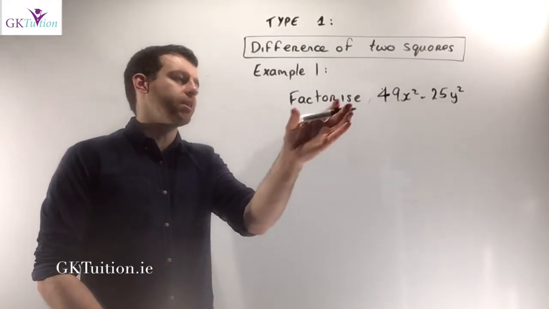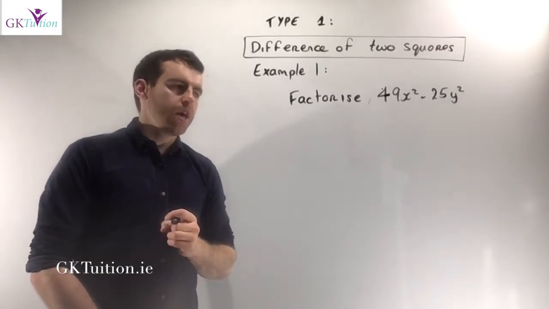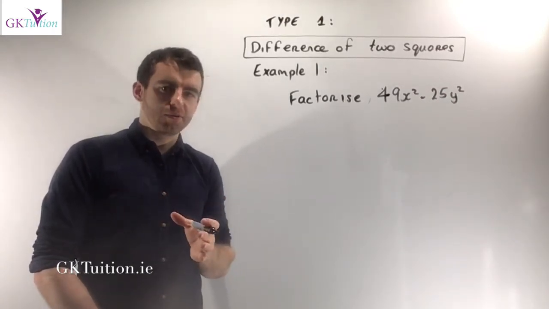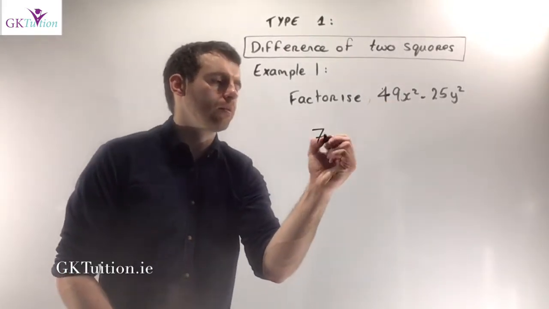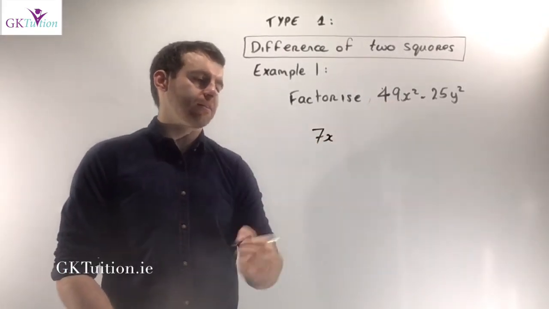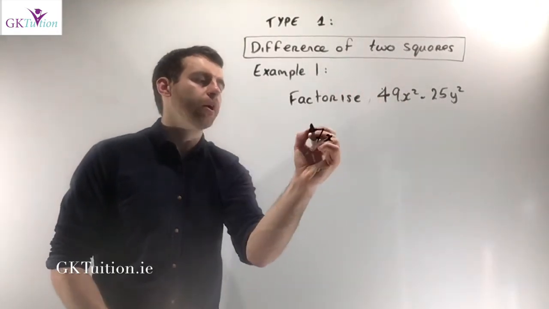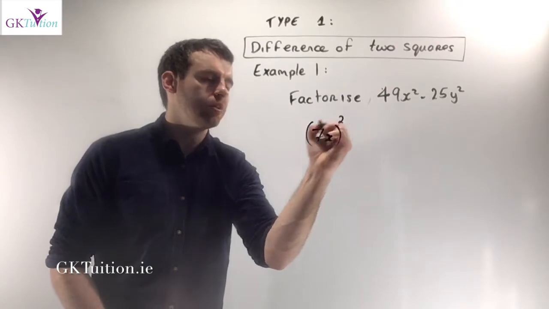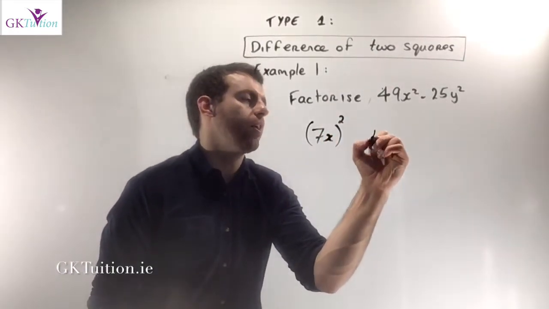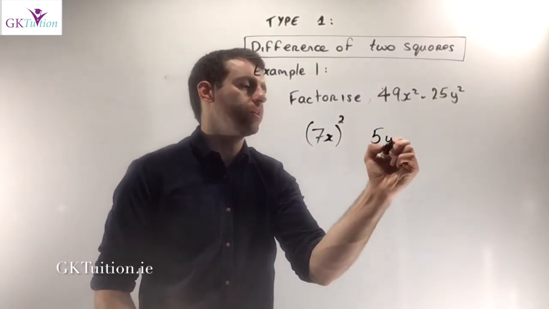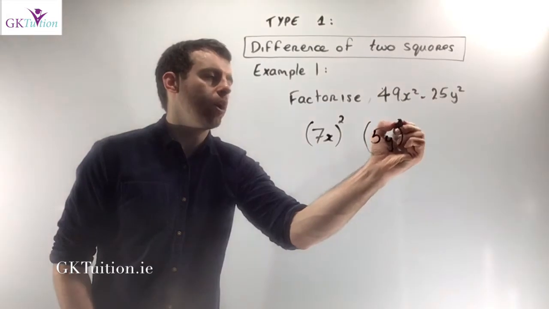So imagine you were just asked to factorise 49x squared minus 25y squared. In this case, this is the difference of two squares, because I know that the square root of 49 is 7 and the square root of x squared is x. So another way of writing the first term, instead of 49x squared, I could write it as 7x all to be squared. I also recognize that the square root of 25 is 5 and the square root of y squared is y. So if I multiply 5y by 5y, I would get 25y squared.